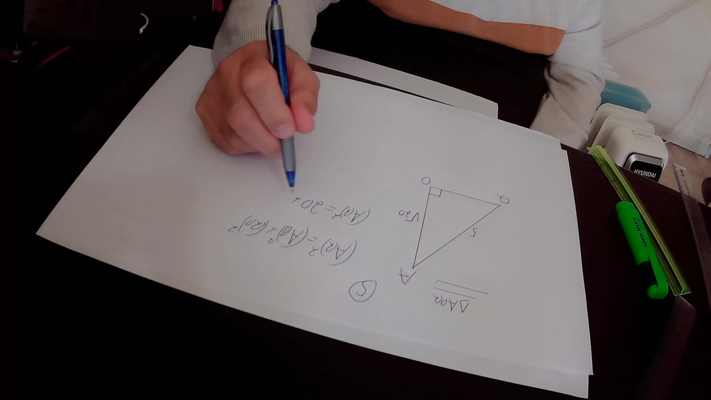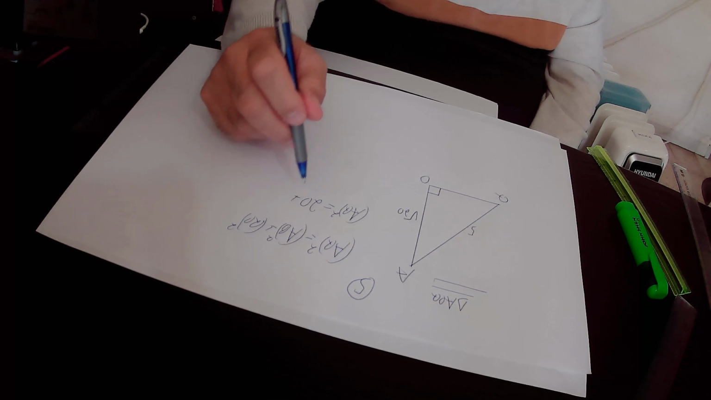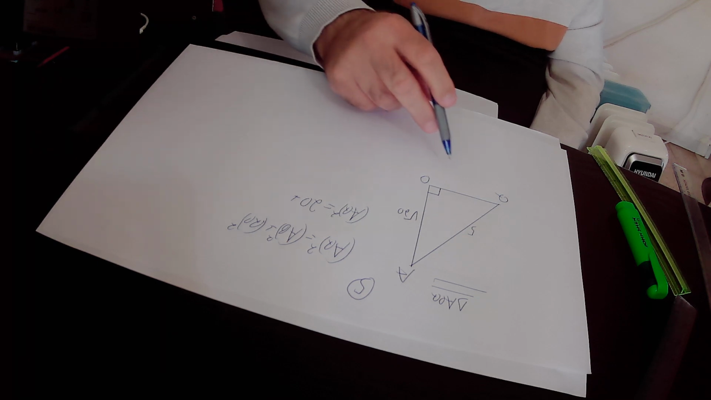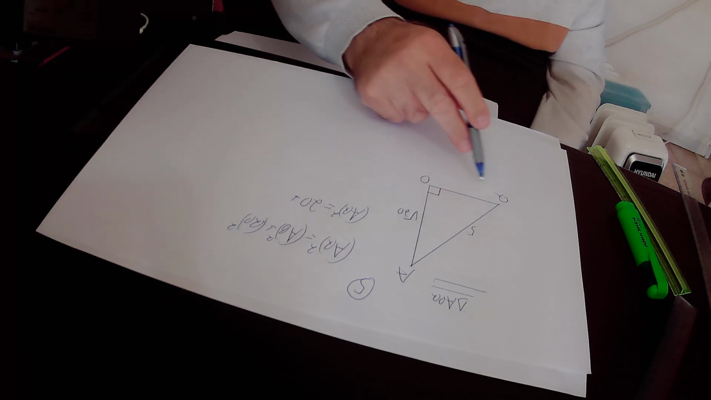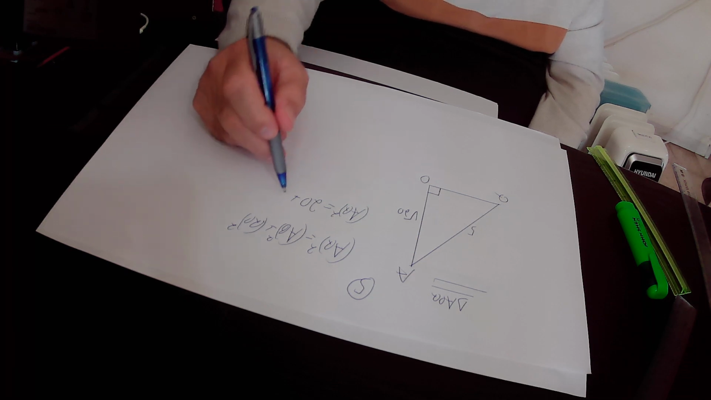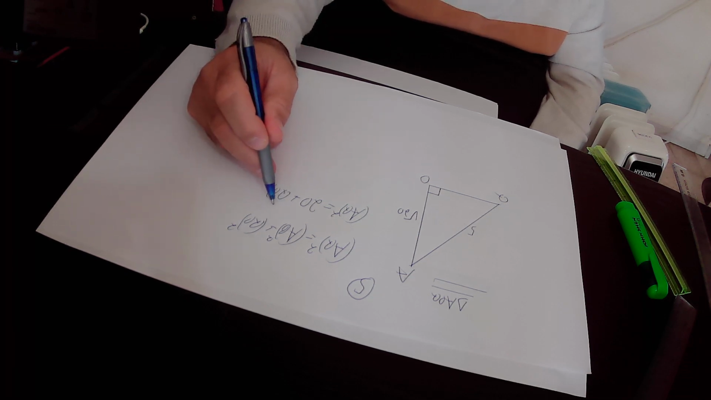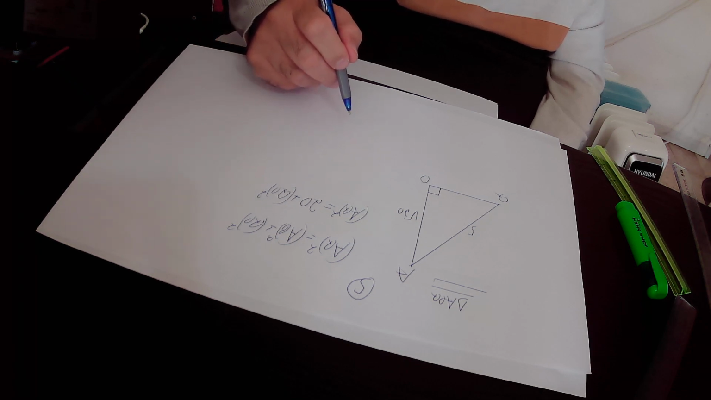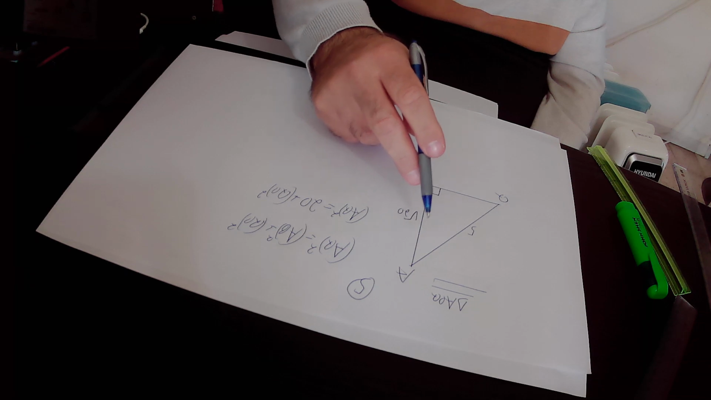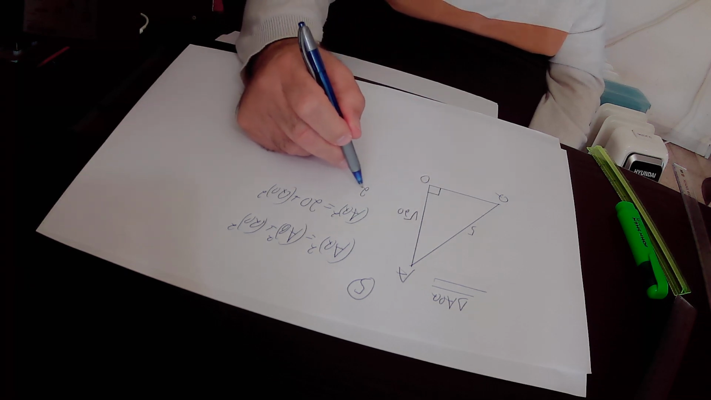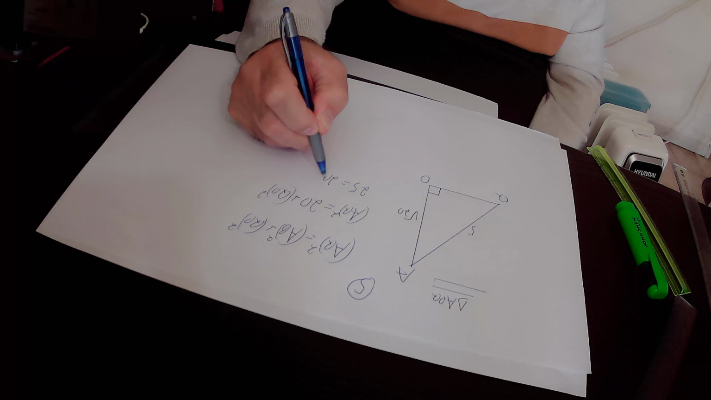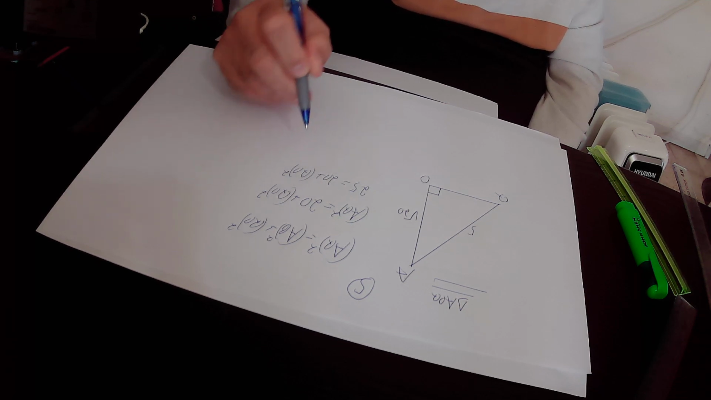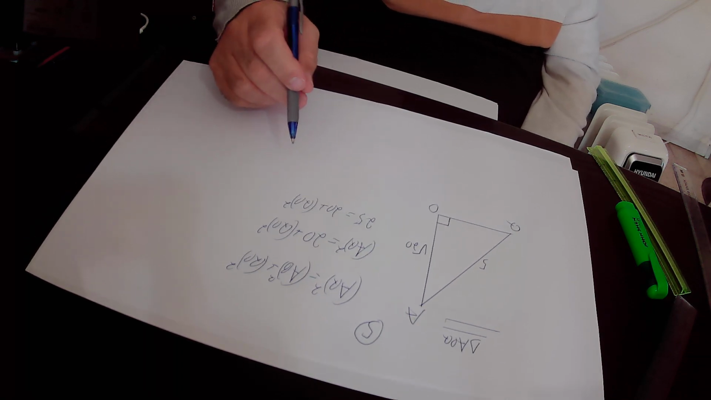It is actually AQ square is 20 plus QO square. It is not AQ square plus QO square. Here it is QO square. So AQ is 5, therefore AQ square is 5 squared, that is 25. So 25 equals 20 plus QO square.